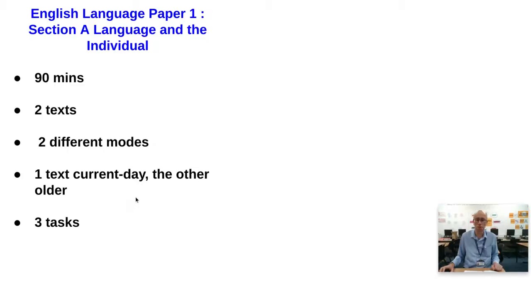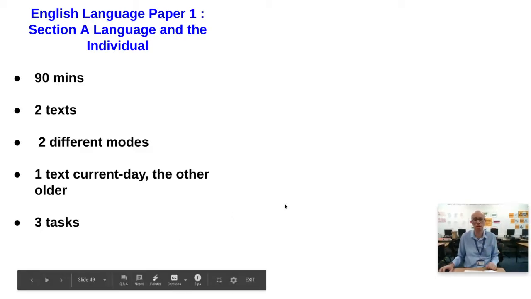The other difference between them, of course, is that one is current day and the other one is older. So when you're looking at the current day one, always think, right, this is a current day text. This could not have been produced 50 years ago. This could not have been written or spoken 100 years ago. So what is essentially current about it? So the currentness of the text might come through in the language, but it might also come through in the attitudes and the social values that are there. Okay, so the time factor on this is really interesting. And you have 3 tasks to do.